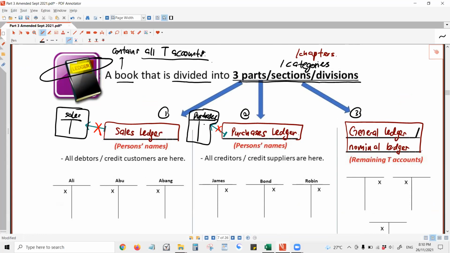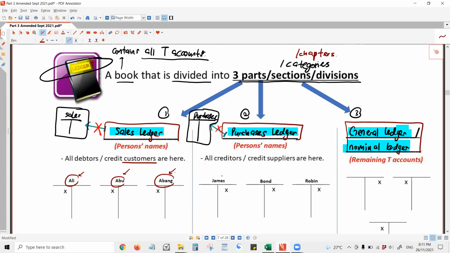Now let's see. So remember, the three terms that you have written, they are the names of the sections. There are three sections in the book, and these are their names. Now let's look at, in each of these sections, what accounts would you see? In sales ledger, all the customers' accounts are here. You have Ali account, Abu account, Abang account. All these three persons are our customers, and they owe us money.